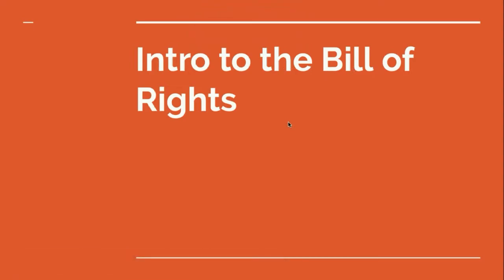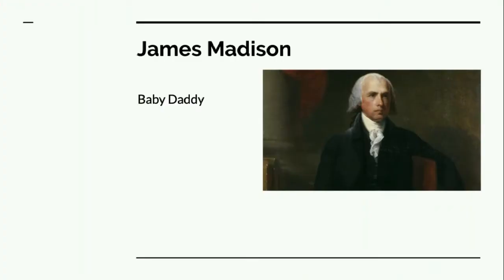All right, guys, so a little introduction to the Bill of Rights. And this starts with a little story about this guy right here, James Madison, fourth president of the United States. He's called the father of the Constitution, but he's actually better known as, or should be better known as, the baby daddy of the Bill of Rights. The interesting story is he didn't want the Bill of Rights. So he was a reluctant baby daddy to the Bill of Rights.